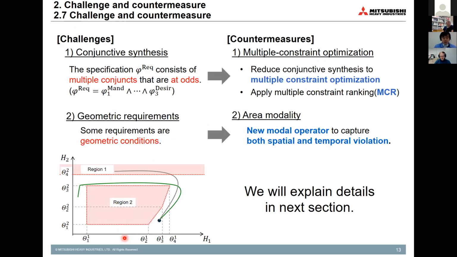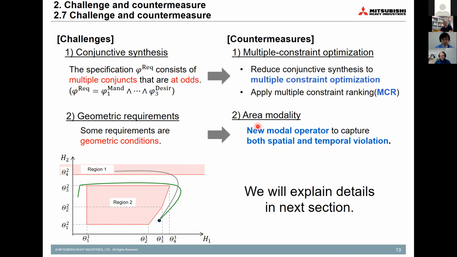Now we have a gas turbine model and its logical specification. We applied falsification to our problem, but we faced two challenges. First one is conjunctive synthesis. Our parameter synthesis problem has many requirements, so its specification is conjunctive and at odds. This type of synthesis cannot be solved straightforwardly due to the difficulty called the scale problem. For this challenge, we reduced the synthesis problem to multiple constraint optimization and applied multiple constraint ranking, MCR.